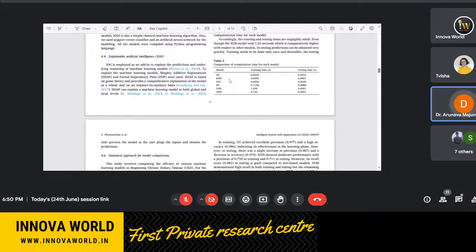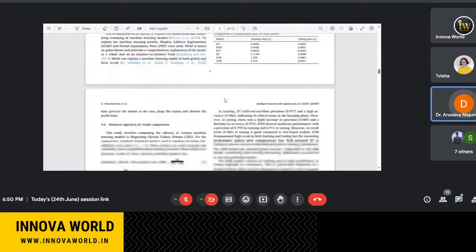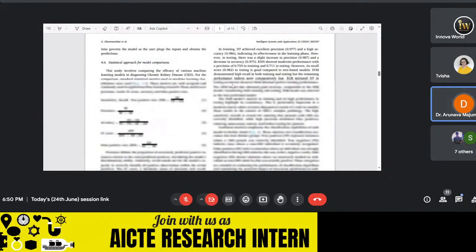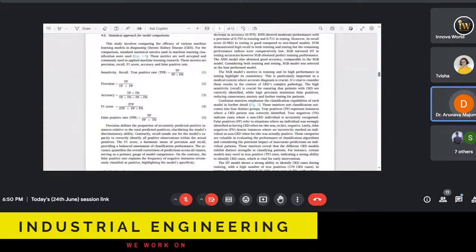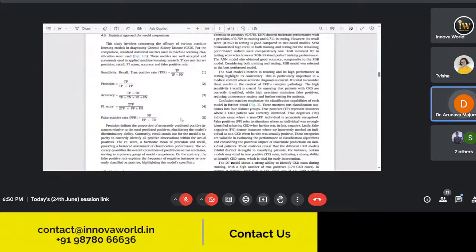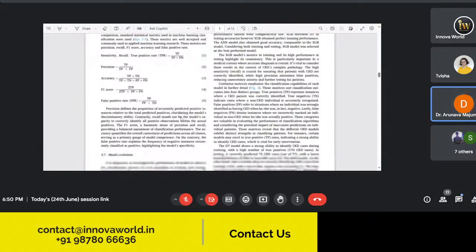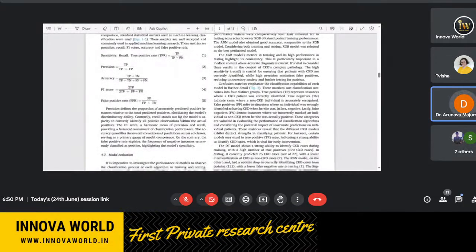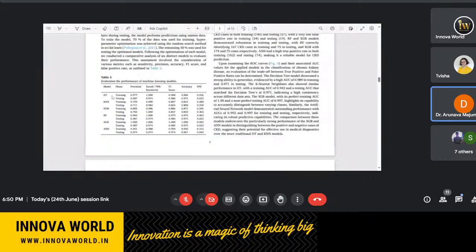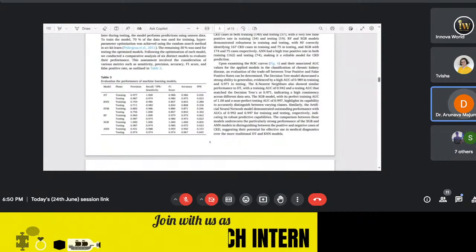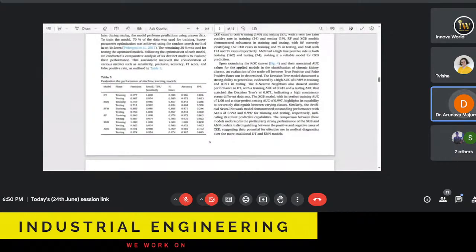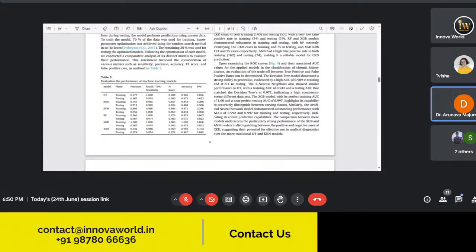And after using the models, we need to identify which model is the best fit, or which one to use. So how to create this? Look at this. Precision, sensitivity, recall, accuracy, F1 score, false positive rate, everything is calculated here. Then model evaluation: for the testing phase and training phase, for each and every algorithm, the precision, recall, F1 score, accuracy, and FPR are calculated here. Understood?